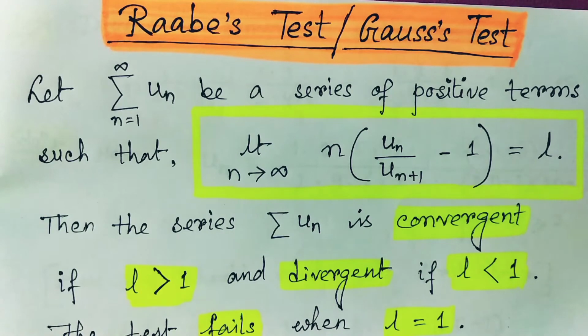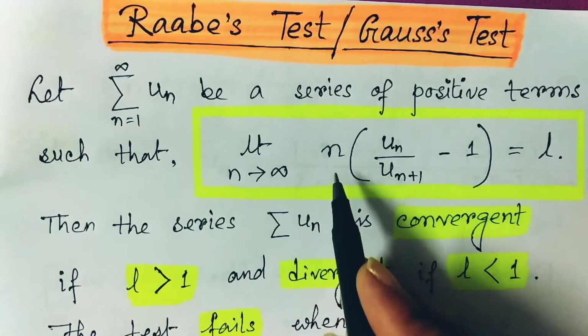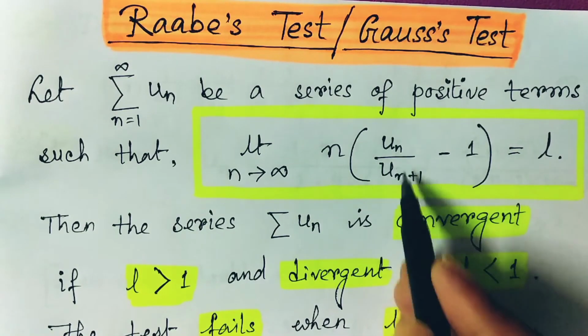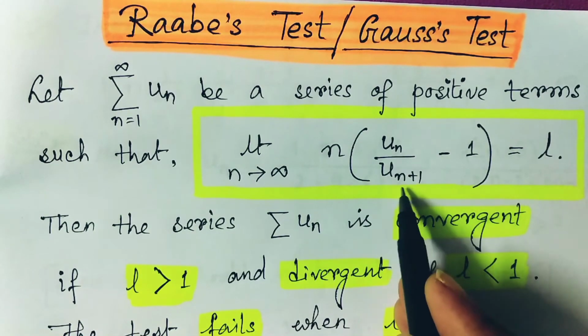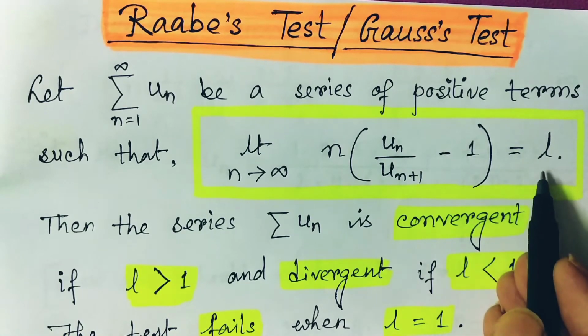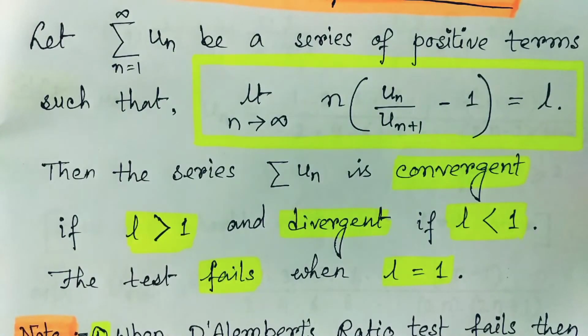So the Raabe test is: when a positive term series is expressed such that limit n tends to infinity, n into (un by un plus 1 minus 1), where un and un plus 1 are the nth and the (n plus 1)th term respectively. If this limiting value is equal to L, then the series is said to be convergent if L greater than 1 and divergent if L less than 1. And definitely the test fails when L is equal to 1.